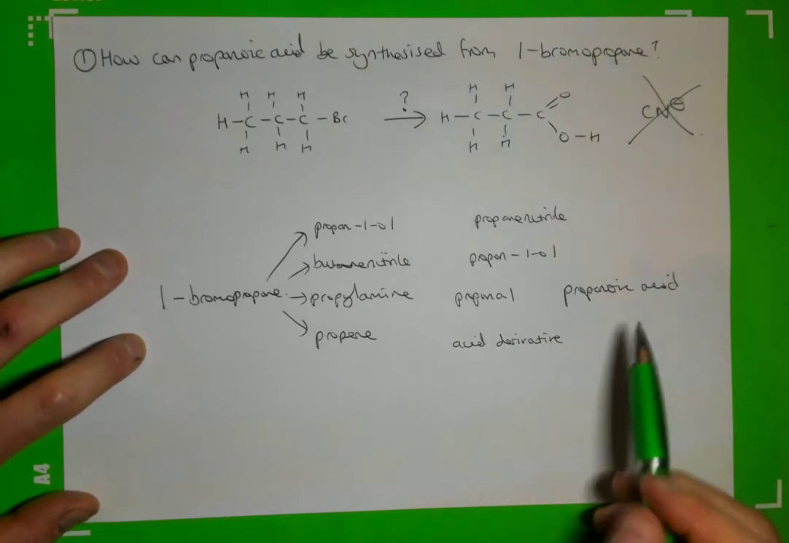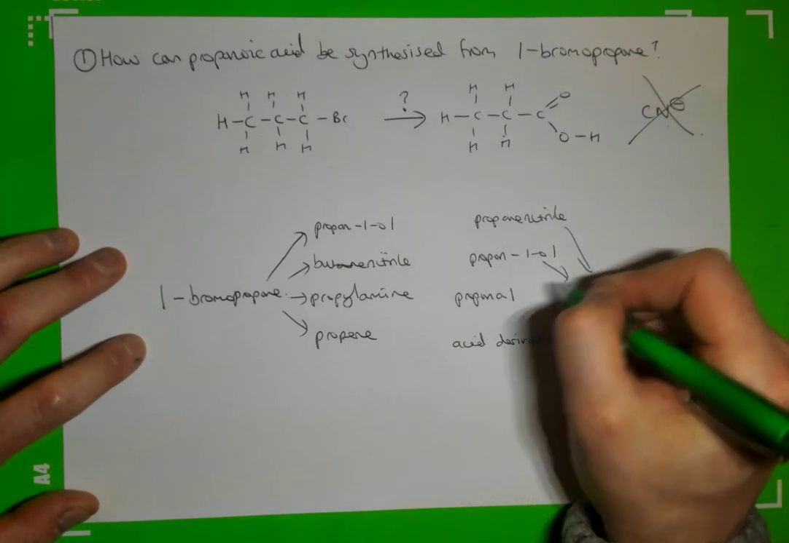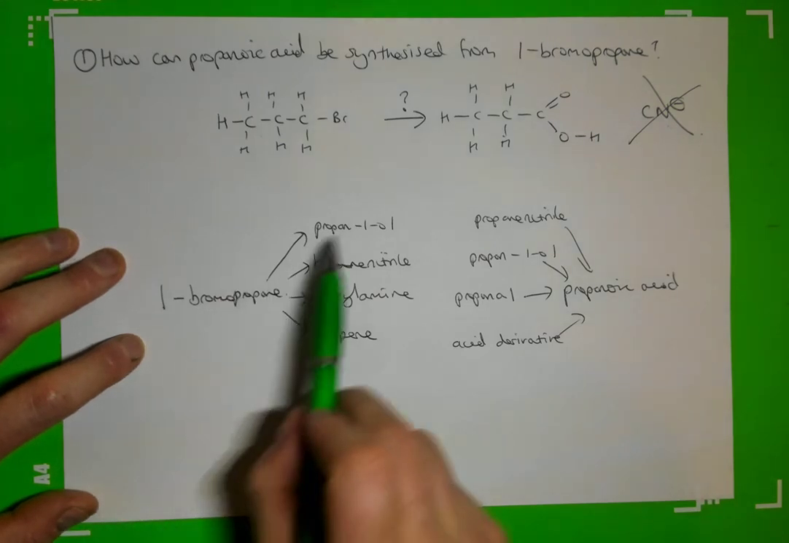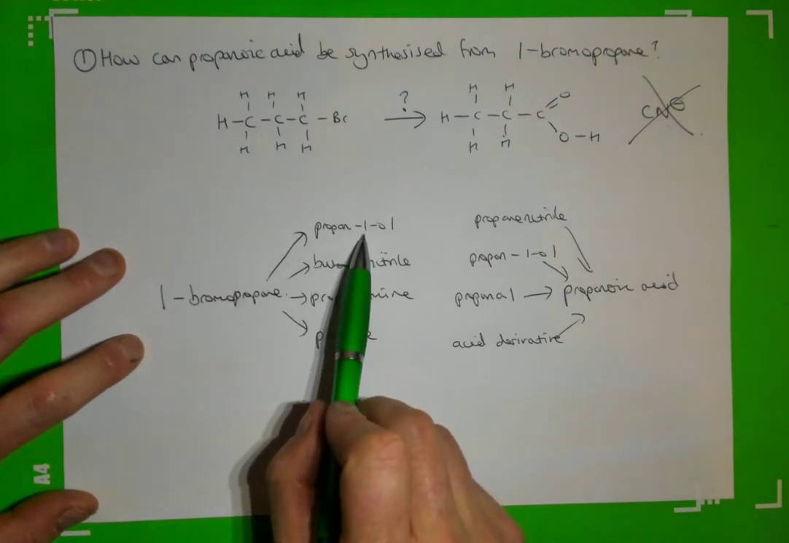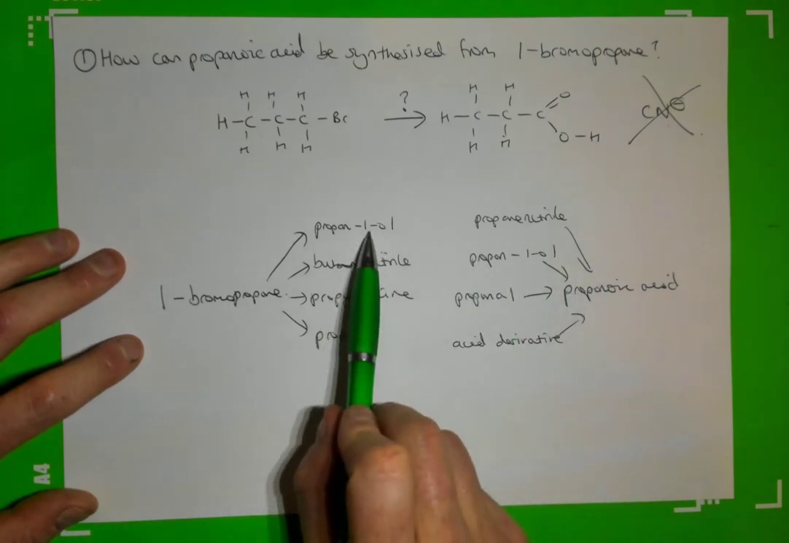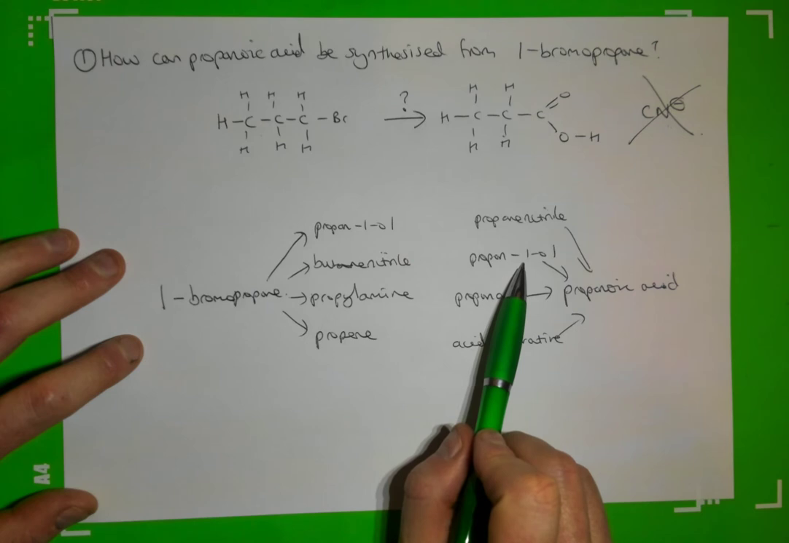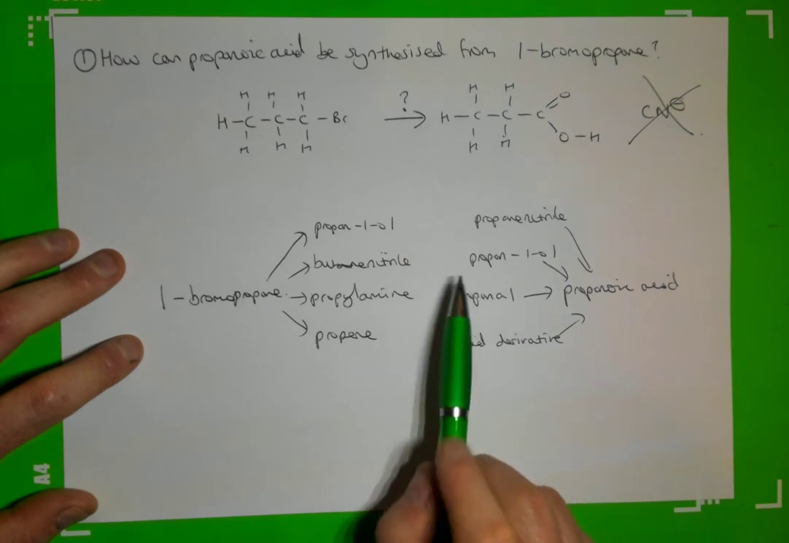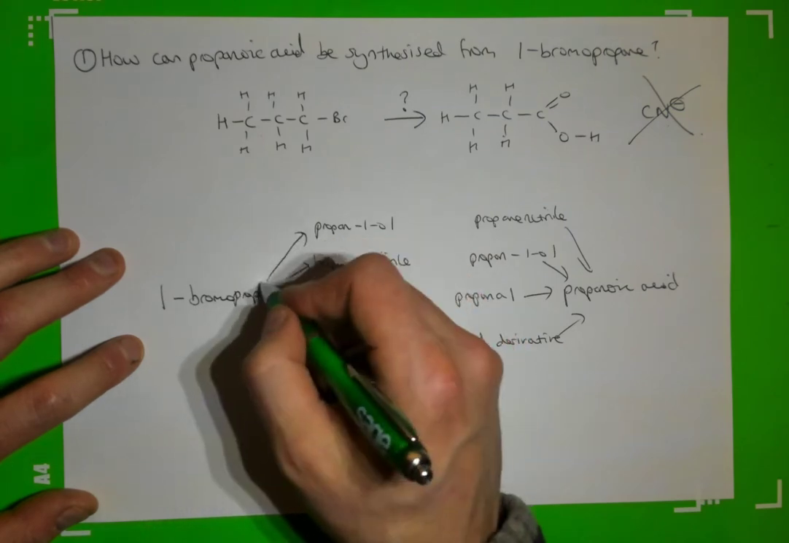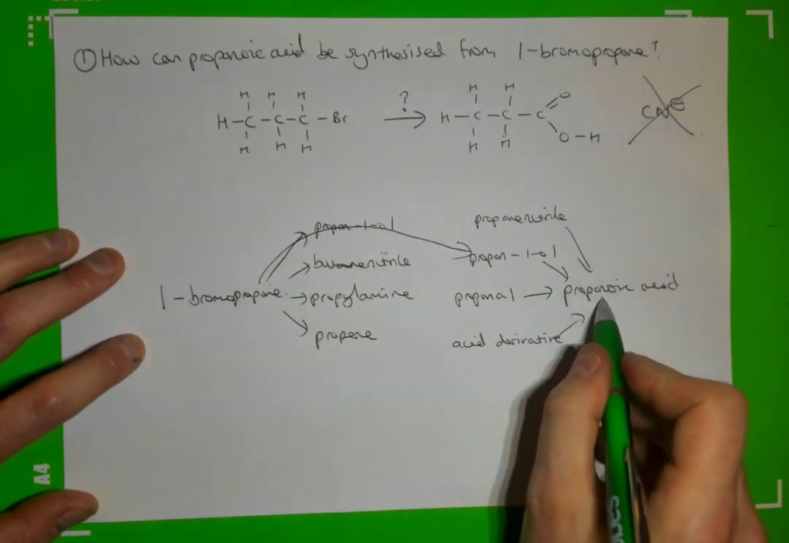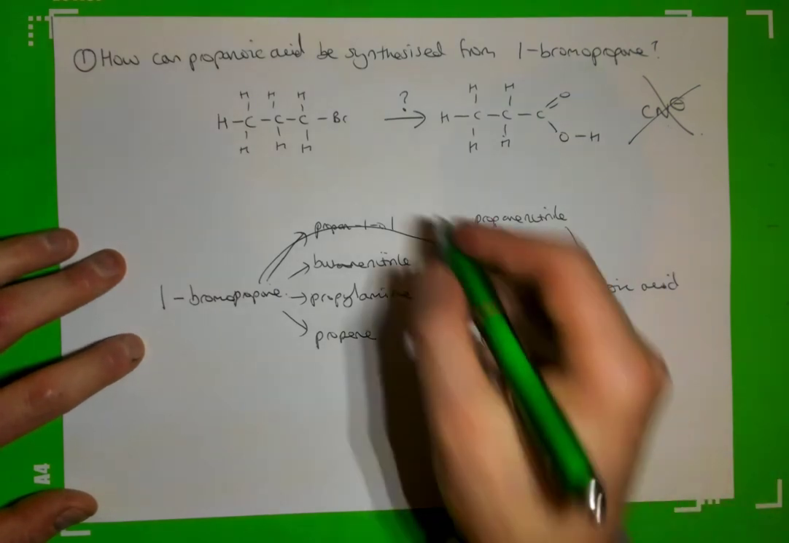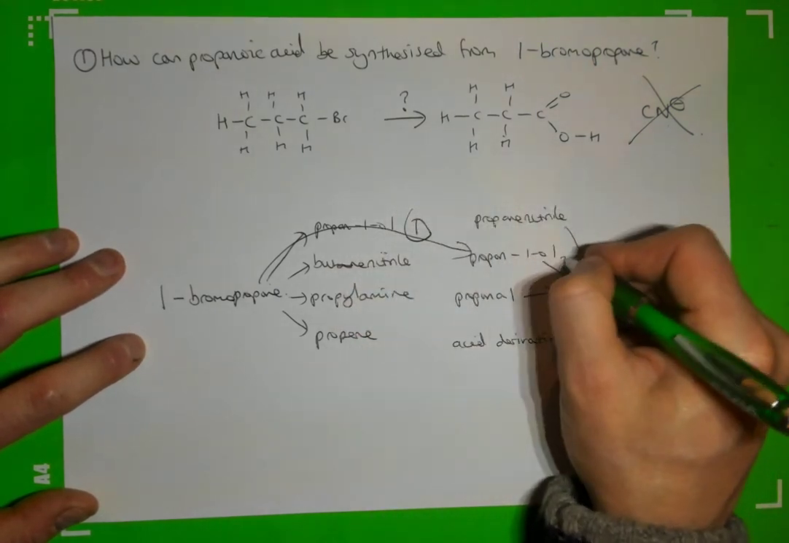Okay, so 1-bromopropane here can be converted into propan-1-ol, which can be converted to propanoic acid. So we can see there's propan-1-ol there and propan-1-ol there. Therefore, we know that this can just be done in 2 steps, from 1-bromopropane to propan-1-ol to propanoic acid. So let's have a look at the steps. We'll call this step 1, and that one step 2.